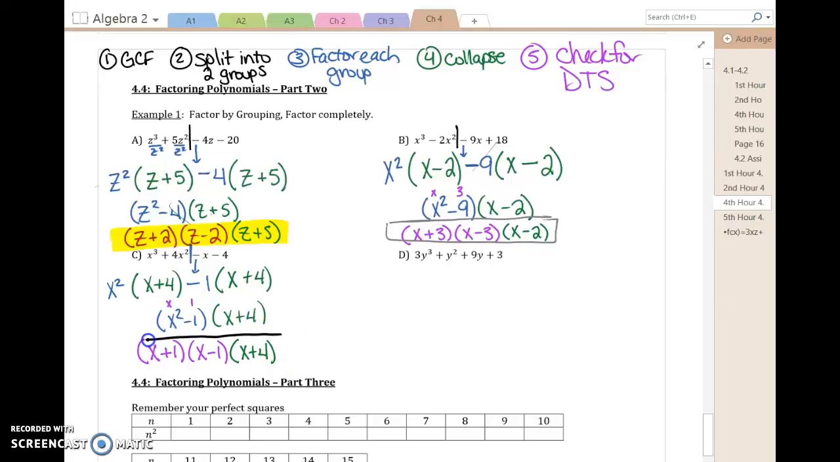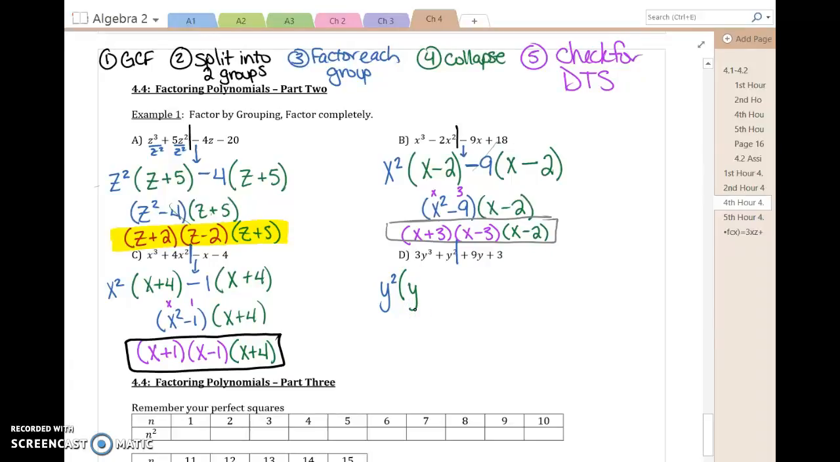Okay, there's something a little bit weird. Well, there's 2 things that are kind of weird about example D. So let's do example D together if you haven't already done it on your own. Okay, 3y to the third and y squared have y squared in common. 3y to the third divided by y squared is y.